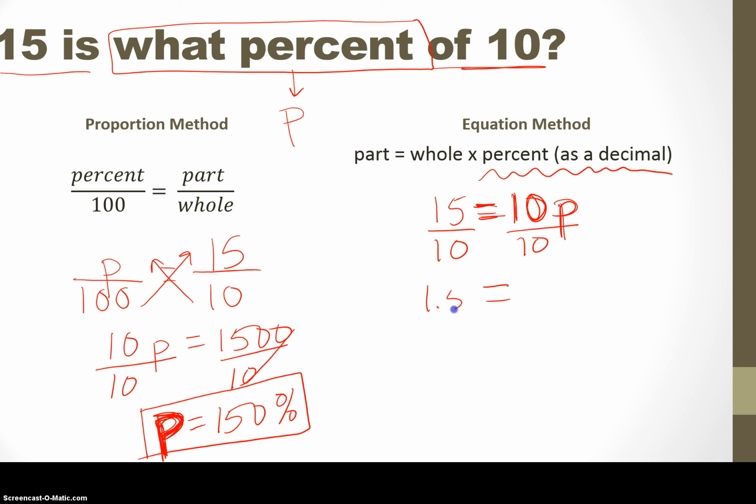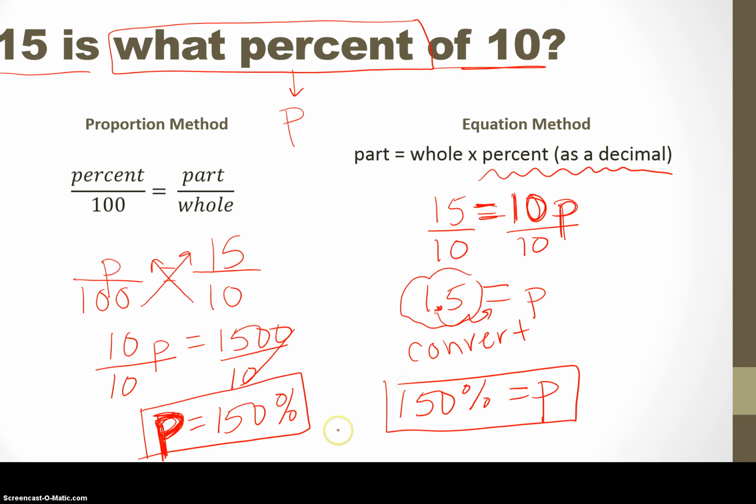But hold up here. How come my answers do not match? The reason they don't match is because this percent is written as a decimal in the equation method. So I have to convert this decimal back into a percent. To change a decimal to a percent, you move it 2 place values to the right. So when you do that, you get 150%. Now they match. You're ready to go.